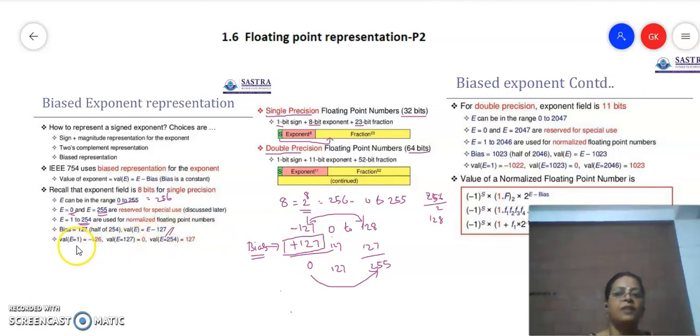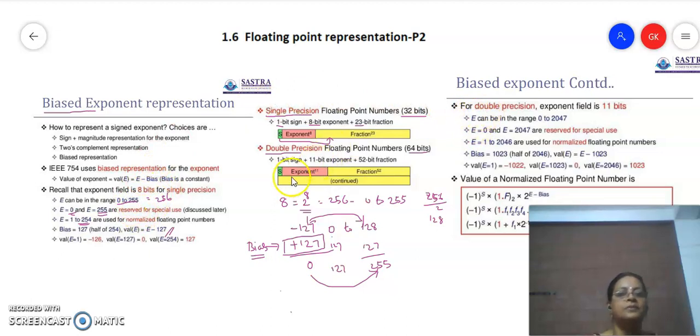So whatever is the stored value of E, it has to be subtracted with 127 to get the original value. This representation is called biased exponent representation. We have discussed this biased exponent representation with single precision. The same concept can be extended to double precision.